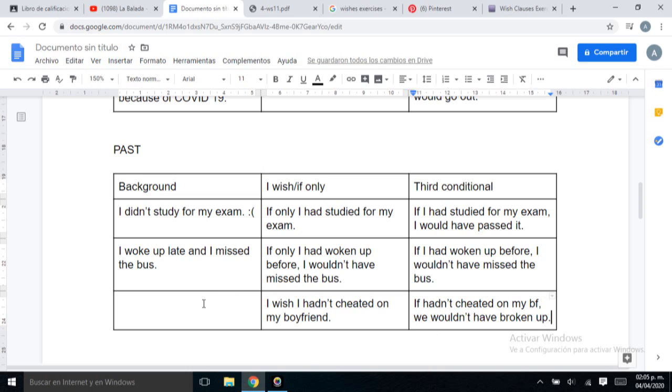And let's imagine the background. Well, the background is that I cheated on my boyfriend. So this is the background. And again, these situations happened probably yesterday, last week, last month, last year, we don't know. But there's something sure about this one. You cannot change them. Okay? So, let's stop here. Let's have some practice and then we check them.